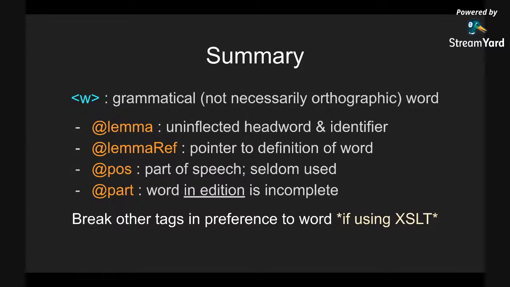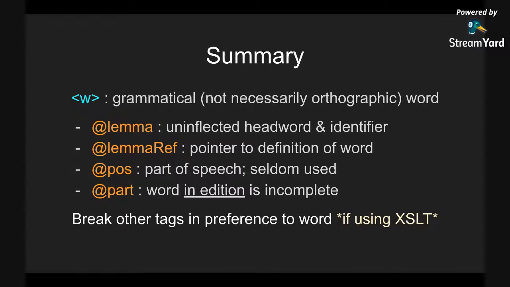I've not seen this used, but you could in theory use it to say, I want to say this is a noun, I want to say this is some other part of speech and other kinds of grammatical information. And there's the part attribute, which I've talked about. This is saying that this word is incomplete in the edition. It doesn't necessarily mean that it's incomplete on the stone, although it may well be, but it means that it's incomplete in this edition, and that's what the part is saying.